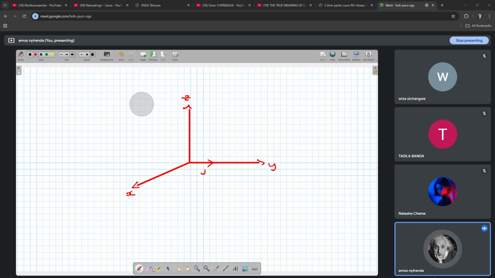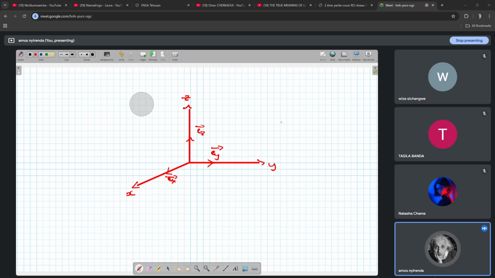Like so. In this case, we're going to call it EY. This is the unit directional vector along the y-axis. The unit directional vector along the x-axis is going to be EX. C'est bon? And then the unit directional vector along the z-axis is going to be EZ.